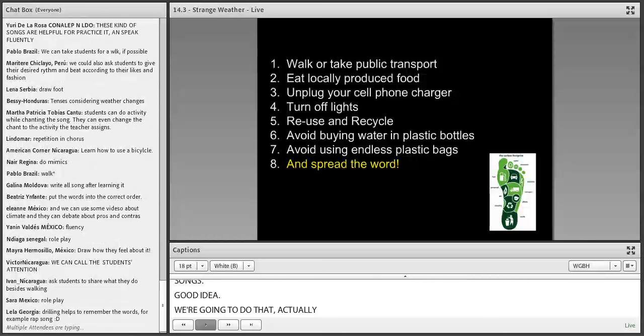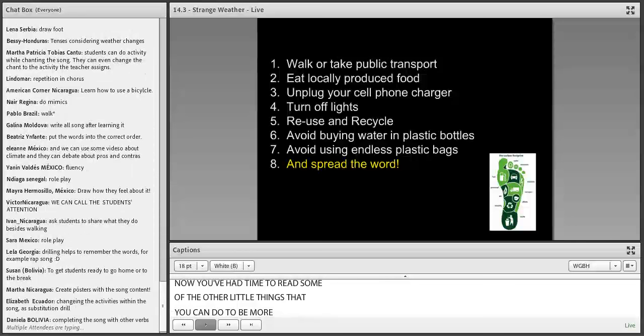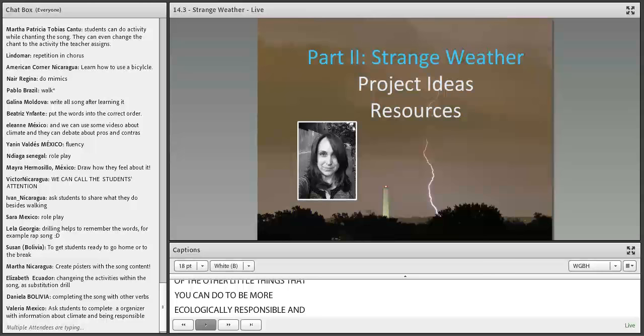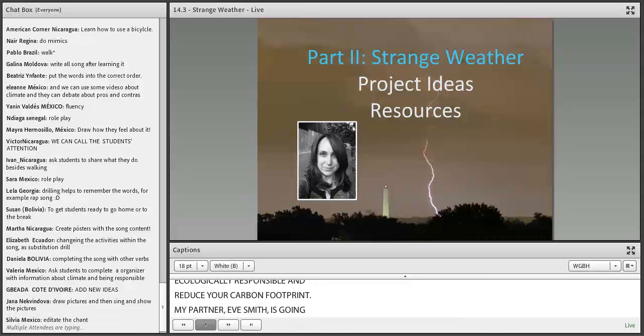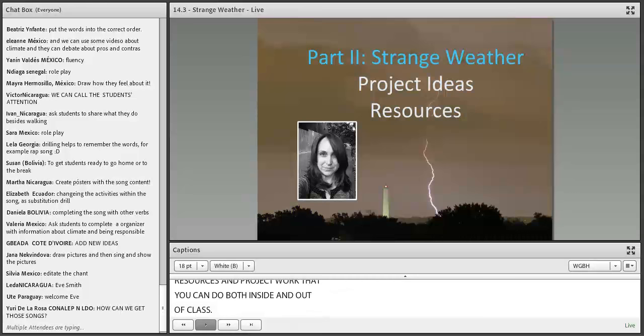And now you've had time to read some of the other little things that you can do to be more ecologically responsible and reduce your carbon footprint. And my partner, Eve Smith, is going to give you more great ideas for resources and project work that you can do both inside and out of class. So, we're going to go from Kiev to Tbilisi, Georgia, turning it over to you.